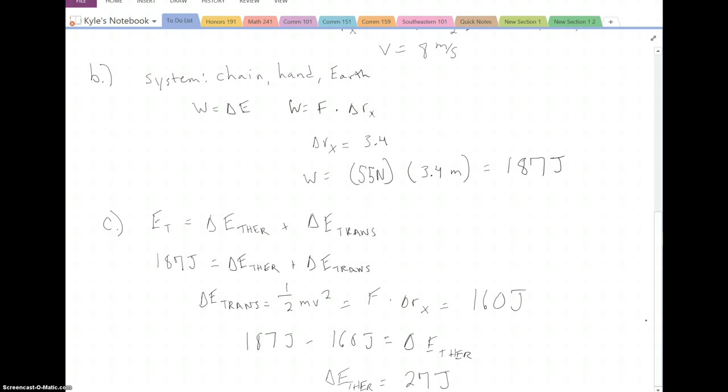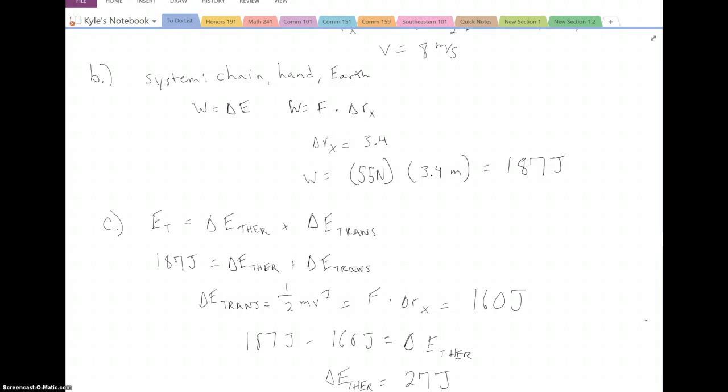Next, we have our system, is the chain, hand, and earth. And what we're solving is we're looking for the change in energy, and we're considering this a real system. Okay, so to find the total change in energy of the system, we know that that definition is the E translational plus E thermal. There's no other types of energy present in this equation, so those are the only two.